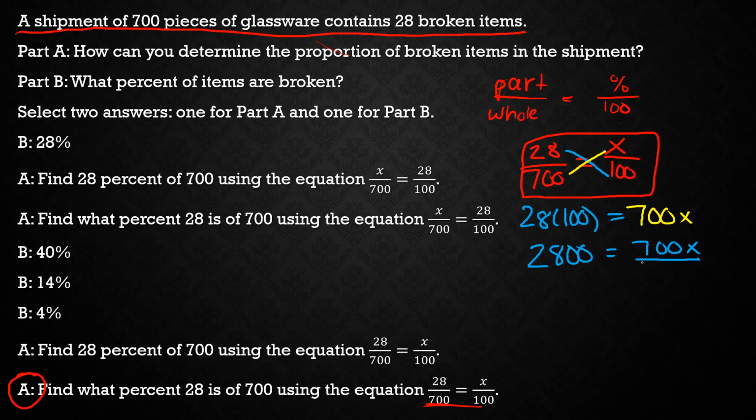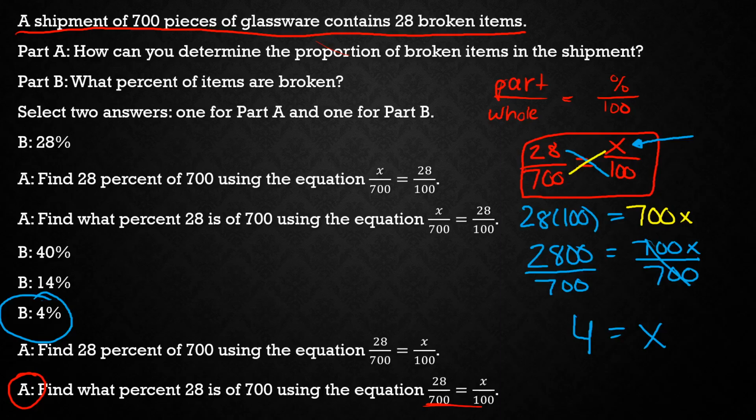And anything I do to one side of my equal sign, I need to also do to the other. So I'm going to divide both sides by 700. That means this will cancel. 2800 divided by 700 is going to give me 4, and that is x. And if I look up here, x represents my percent, so that means that B is going to be 4%.